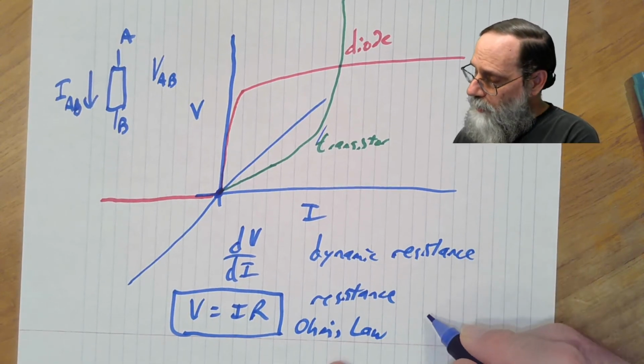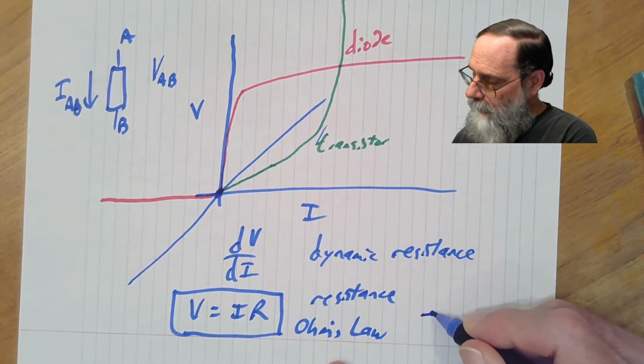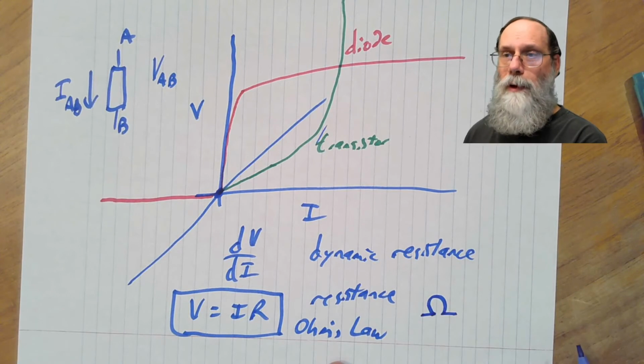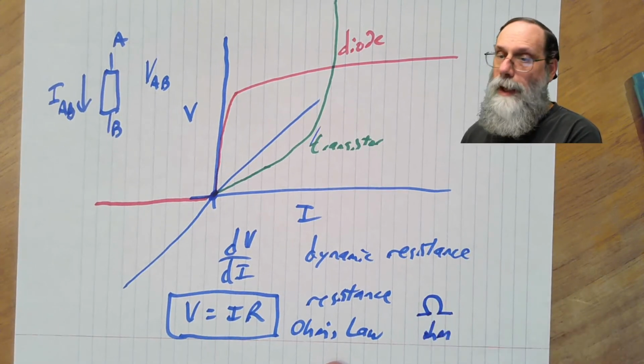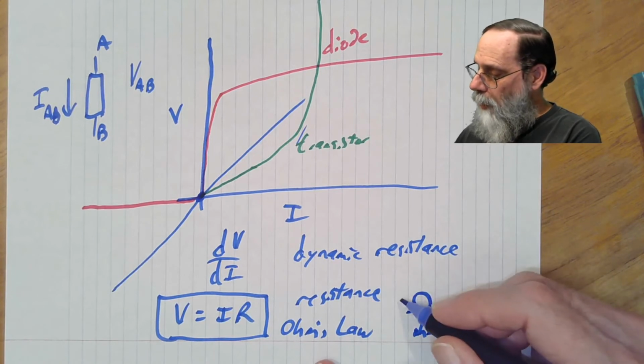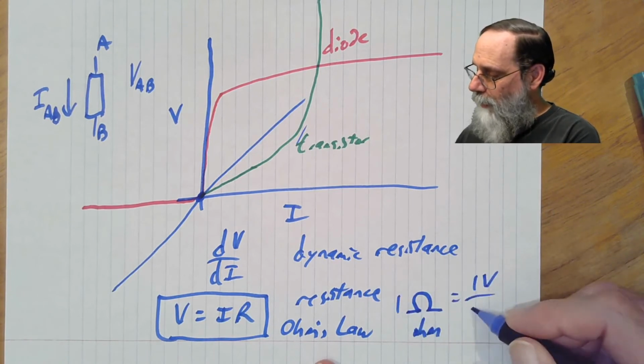The resistance unit is written with capital Omega. It's called ohms. And 1 ohm is 1 volt divided by 1 amp.